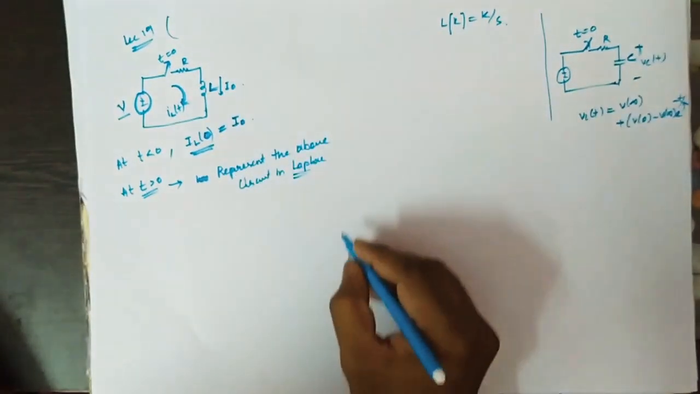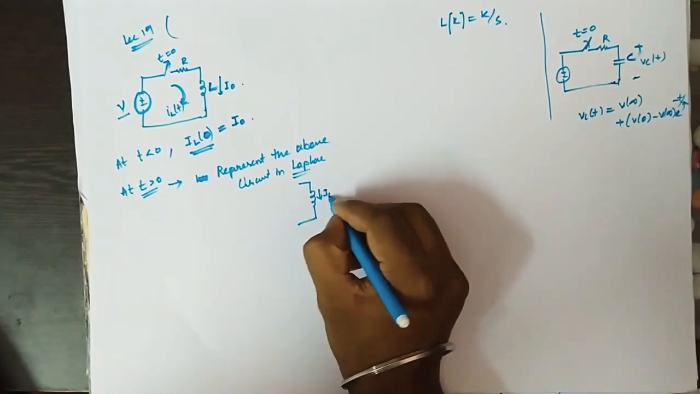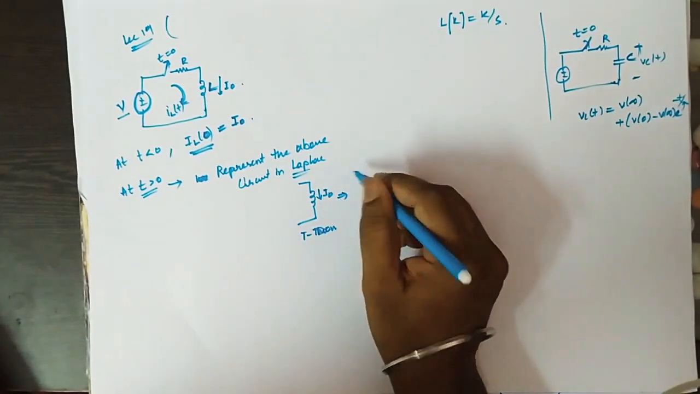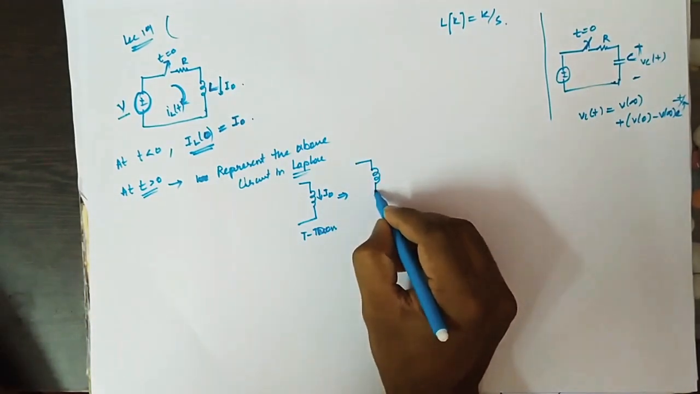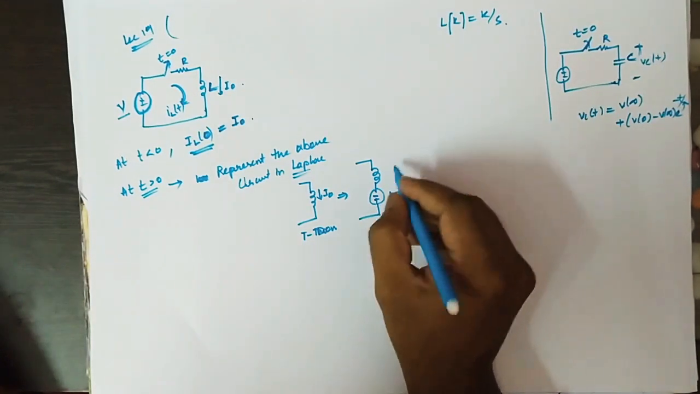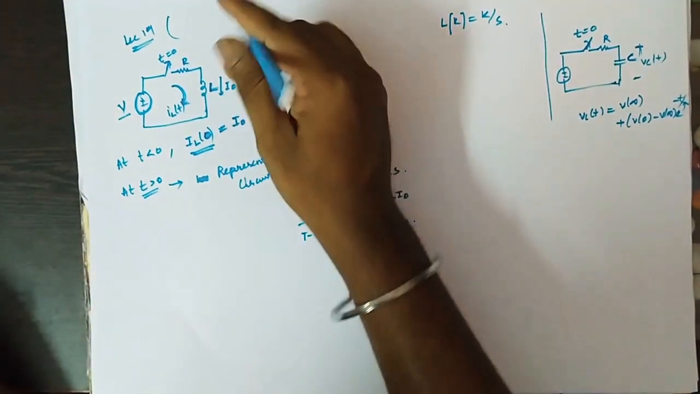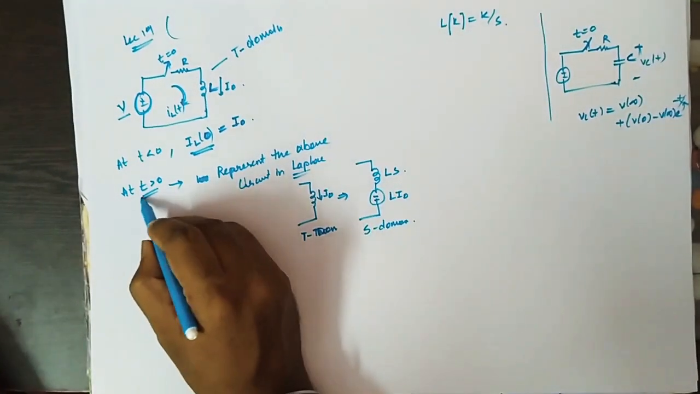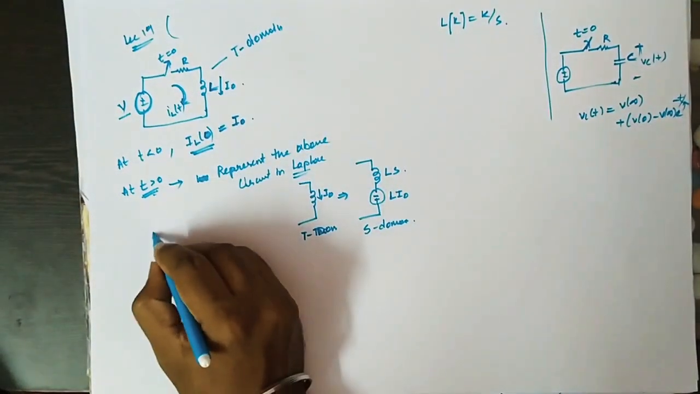The Laplace transform of an inductor having initial current I0, this is the t domain, and now we represent this inductor in the Laplace domain: we draw L into I0 as a source and Ls. This is the S domain representation, since we are converting from the time domain. At t greater than 0, we should represent this circuit in the Laplace domain.